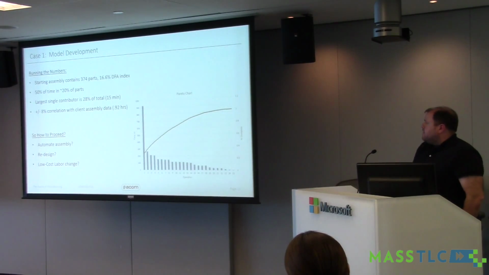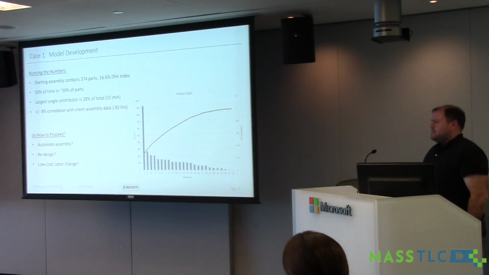So running through some of our analysis, and I'll try to skip some of the data and the lovely spreadsheets as we go. But this is 374 parts, which is a lot of parts. There's something called the DFA index. It's a little bit out of favor these days from a tracking metric. It's a method of overall assembly efficiency.